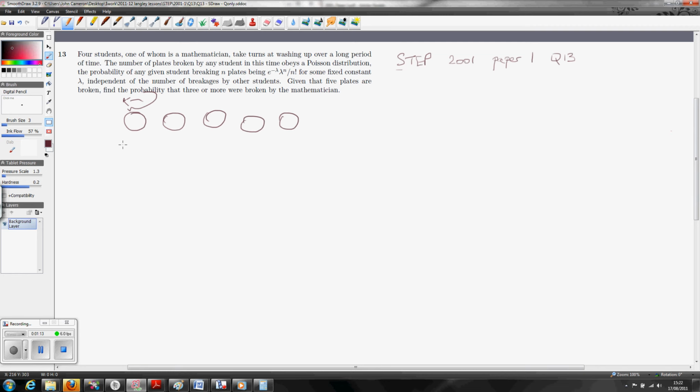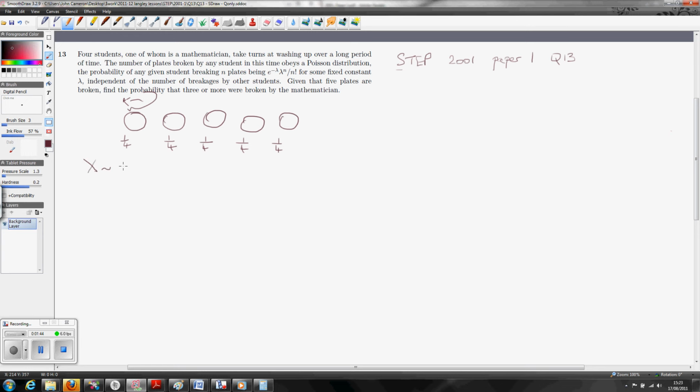And the key thing to notice is that if a plate is broken, the probability that the mathematician broke it is a quarter, because they're all working independently, and breaking one plate independently of another plate, one student working independently of another. There's 4 of them, all equally likely to break plates, so the mathematician's got a quarter of a chance of breaking any given plate. So what we've got here is a binomial distribution.